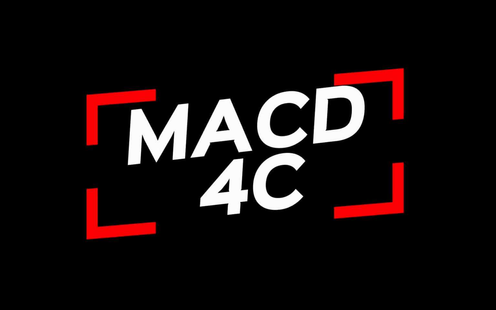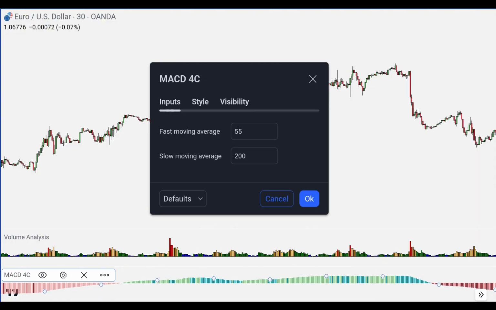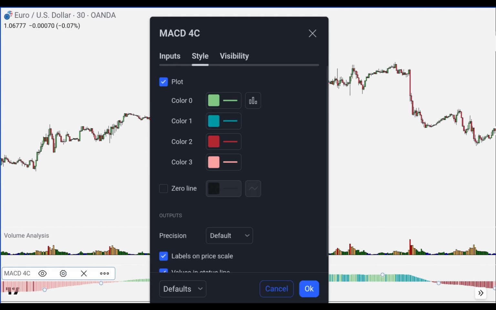Now let's try to increase our capital using a different indicator. We will remove the chop and trade zones indicator and replace it with the MACD 4C indicator, optimizing its settings as shown on the screen.